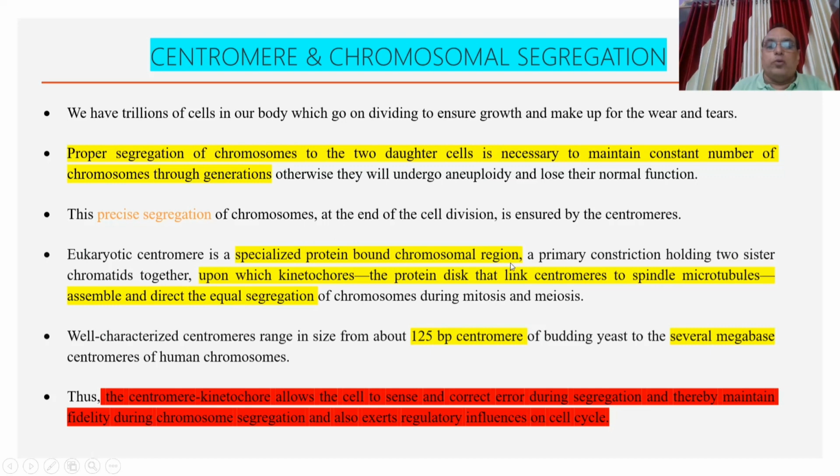So it is a specialized protein-bound chromosomal region to which the kinetochore is attached, and its length varies from 110, 125 base pairs to thousands of base pairs. So what about the maintenance of segregation fidelity? The centromere, a protein-bound chromosomal structure at the primary constriction, gets attached to the kinetochore, to which the spindle fibers come to attach, and this attachment and subsequent pulling maintains the segregation fidelity of the chromosome.